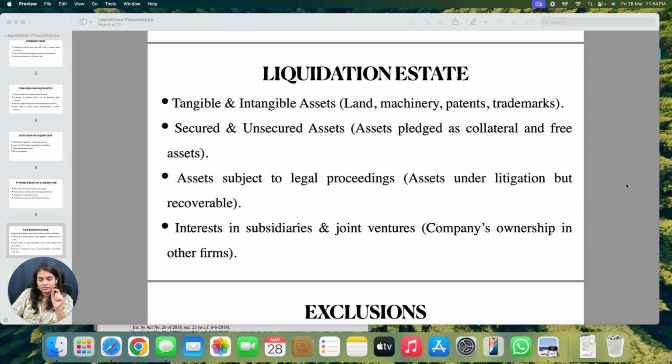And assets subject to legal proceedings. Assets under litigation, but that are recoverable by the corporate debtor, will also be part of the liquidation estate. And any securities held directly in the name of the corporate debtor will be part of the liquidation estate.